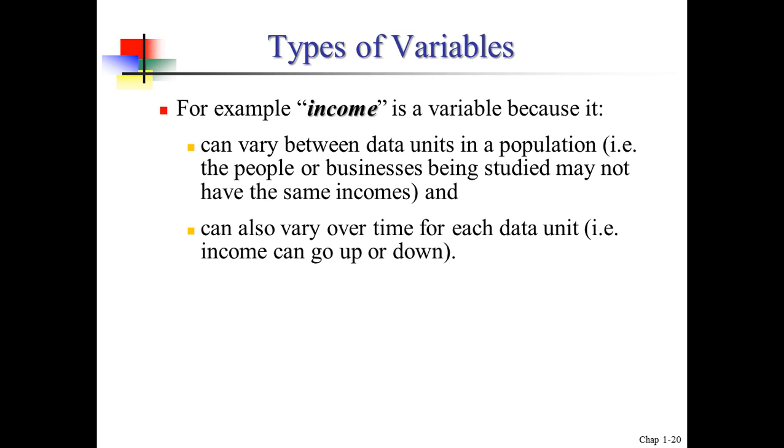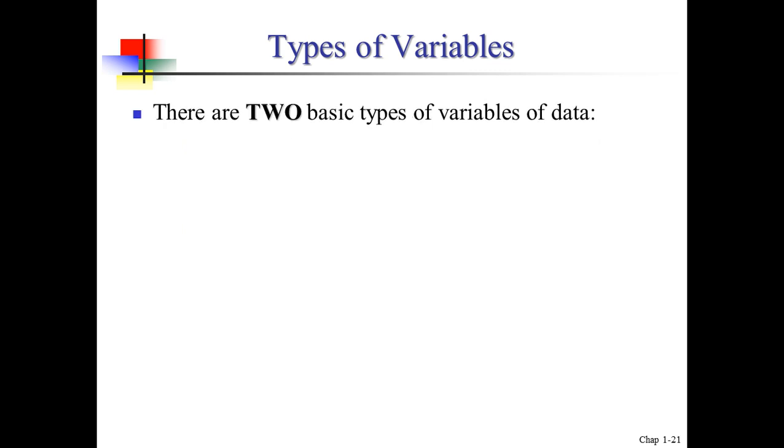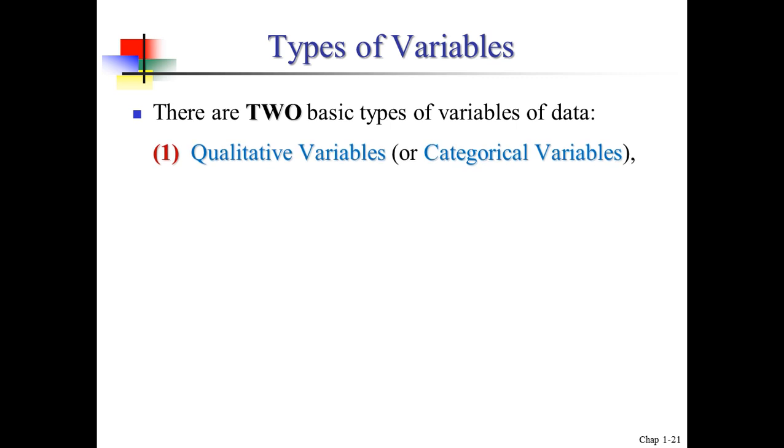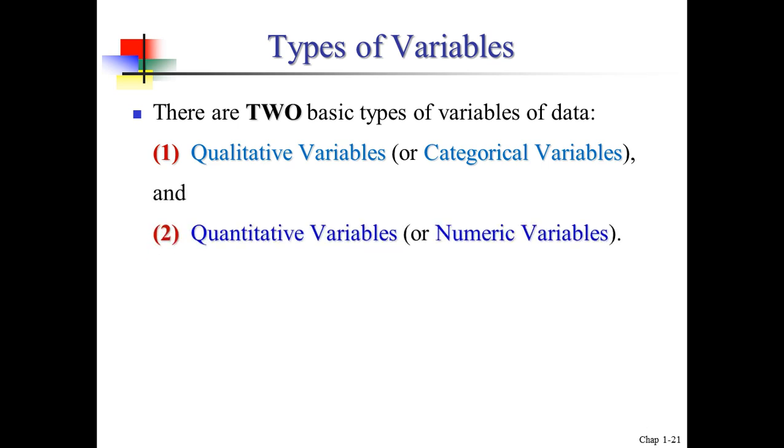Income can also vary over time for a data unit. Just like last year, this year, next year, student A has increasing income or decreasing income. That's okay. From time to time, the amount of money earned always changes. That's why income is an example of a variable. There are two basic types of variable or data. One, qualitative variables or categorical variables. Two, quantitative variables or numeric variables.